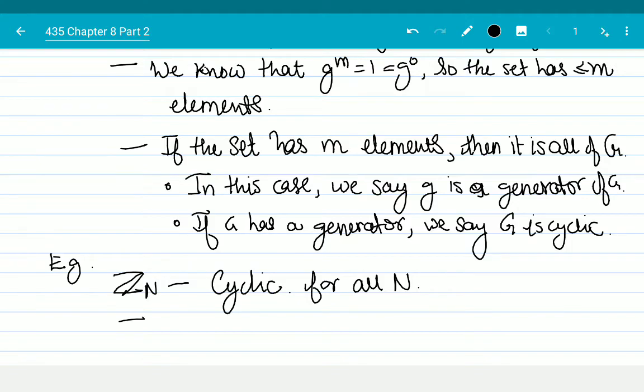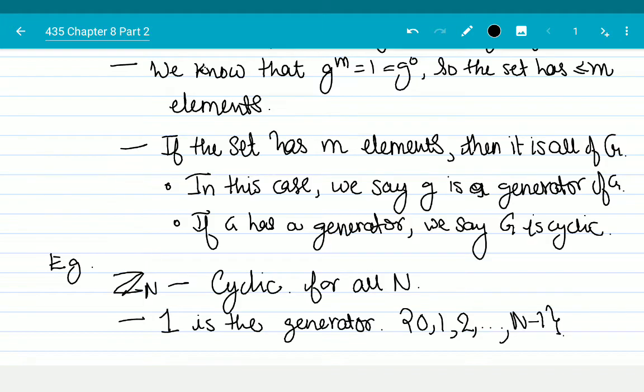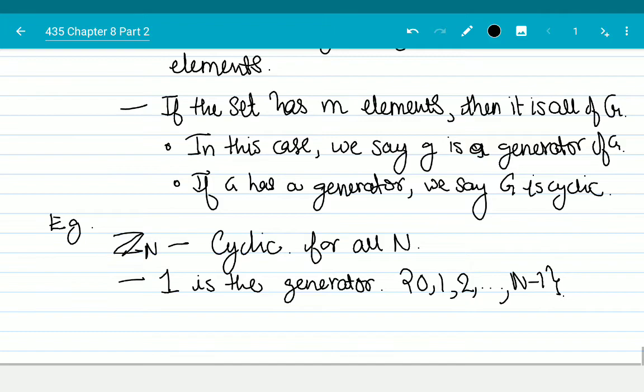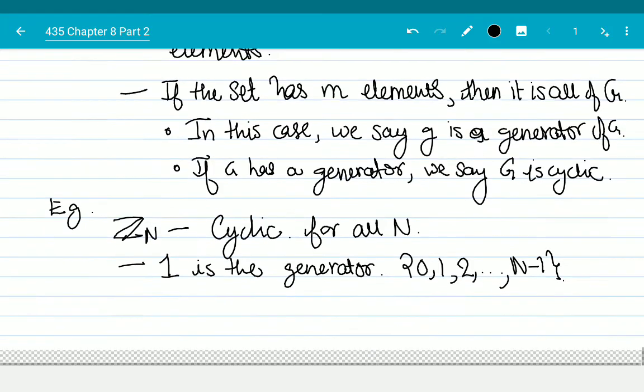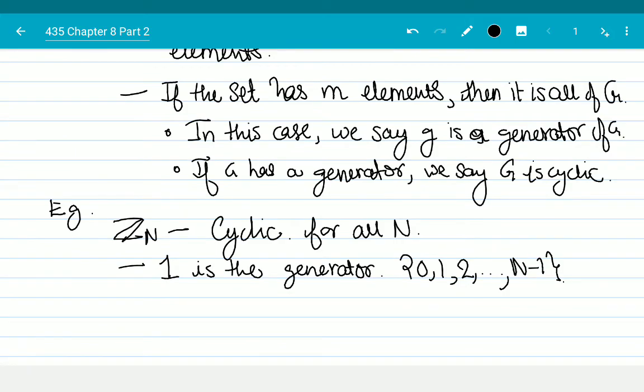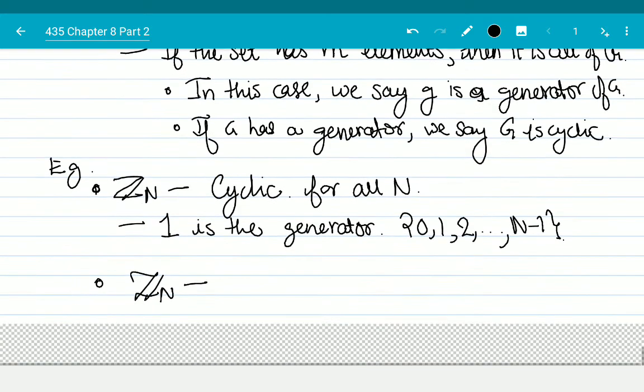Why? 1 is a generator. 1, 0, 1, 2, dot, dot, dot, and minus 1. Right? 1, 1 plus 1 is 2, 1 plus 1 plus 1 is 3, and so on. Well, are there any other generators?